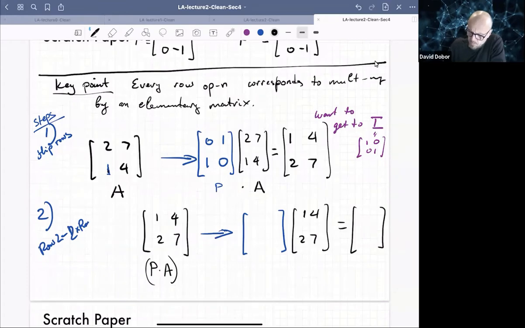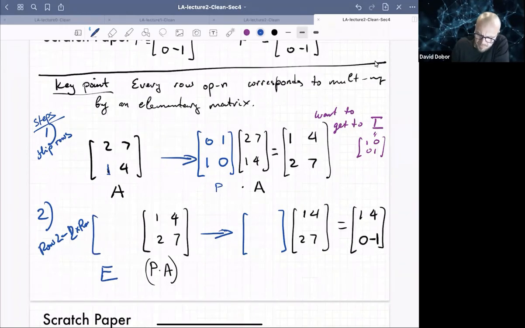What is the matrix that puts a 0 here, doesn't change the first row, puts a 0 there, and then -1 there? What matrix? Let's call this E. Let's make the E blue. What blue E multiplies this matrix for me to get that? Help me out, please.